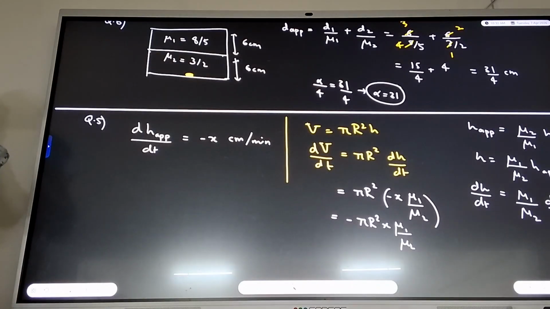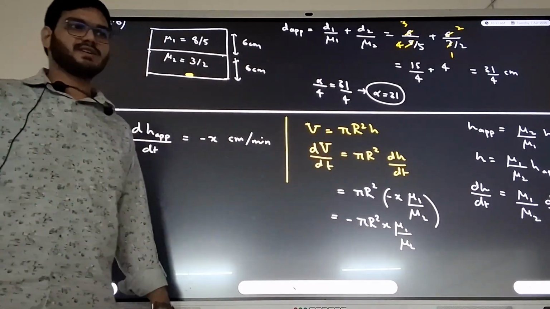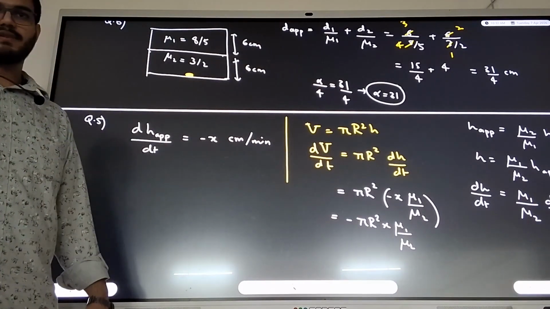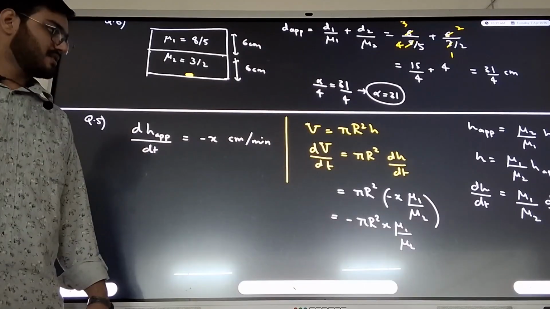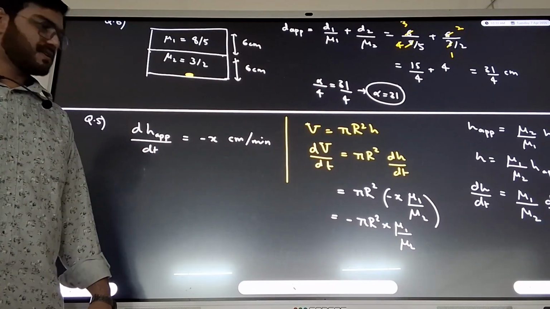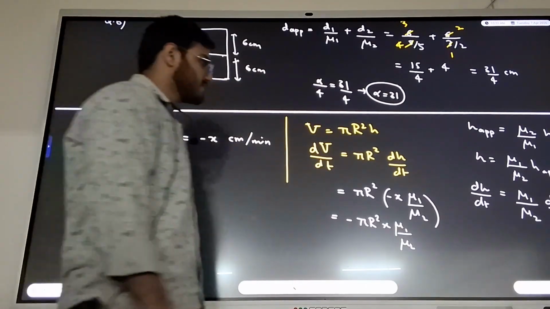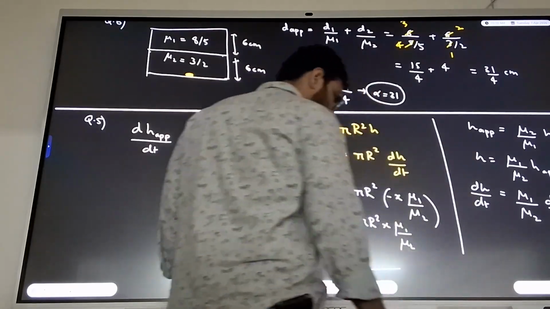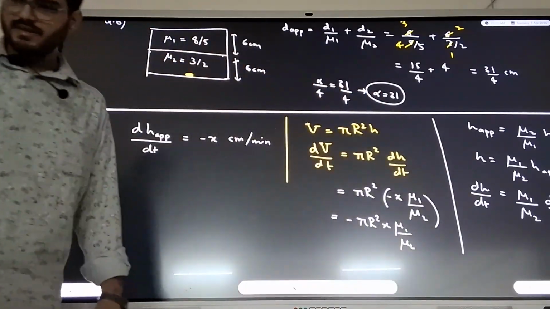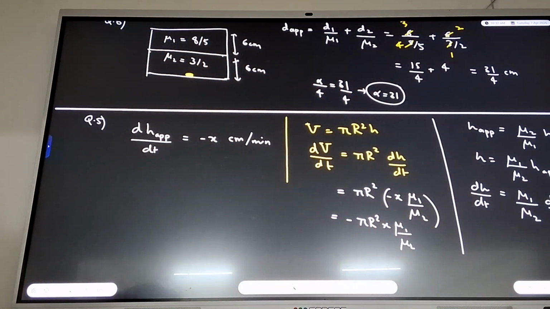Information was given for apparent height ka rate of change, and you had to relate with actual height ka rate of change. Yes, that was the interesting part of the question. Other than that, it's a fairly simple question. Option A. Option C na? A. Acha, option A. Correct, sir. It's option A.